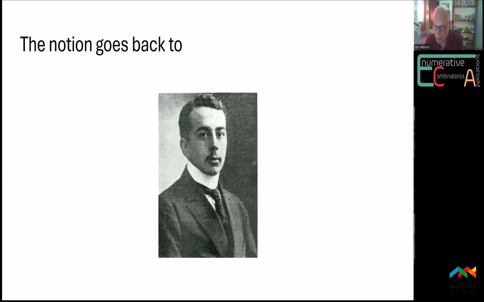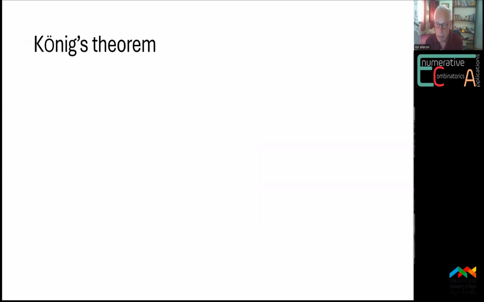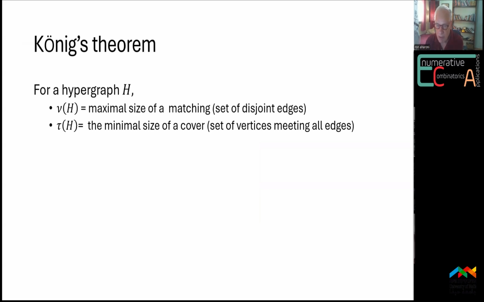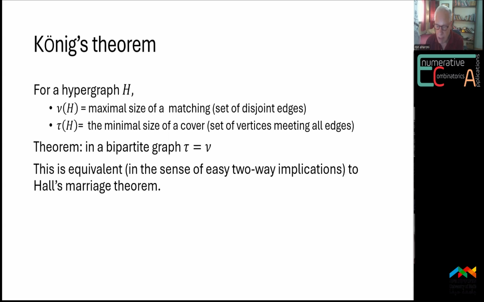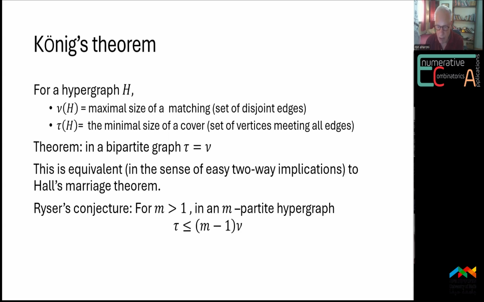So the story starts with this guy, which you may know. This is Dénes Kőnig, and he proved Kőnig's theorem, which is more or less Hall's theorem. They're more or less the same. We define for any hypergraph H, nu of H is the maximum size of a matching, a set of disjoint edges, and tau of H is the minimal size of a cover. A cover is a set of points meeting all edges. The theorem of Kőnig is that in a bipartite graph, tau equals nu, so they're the same.